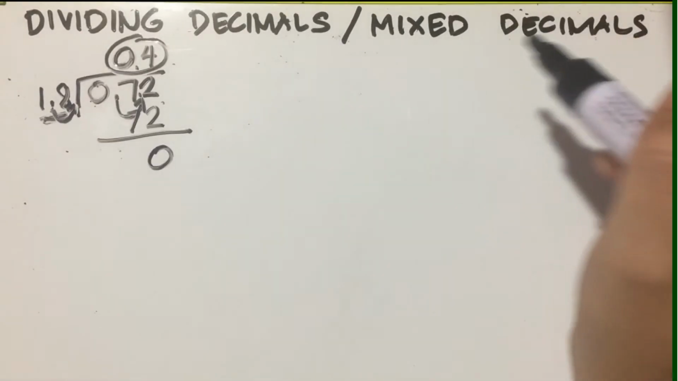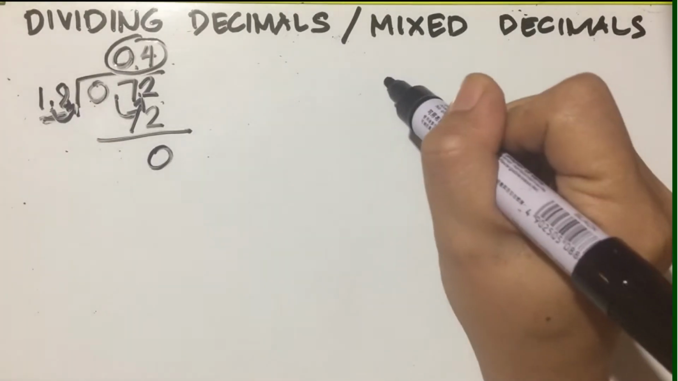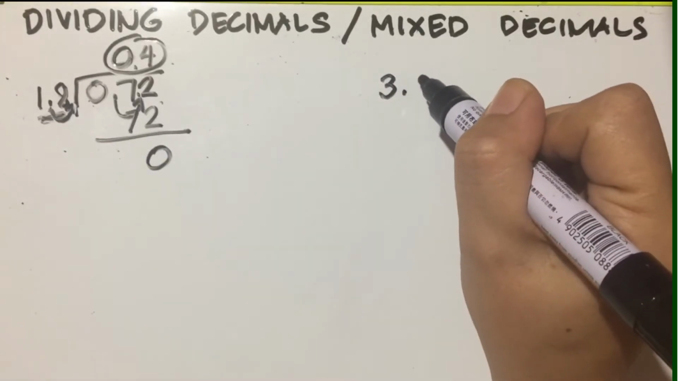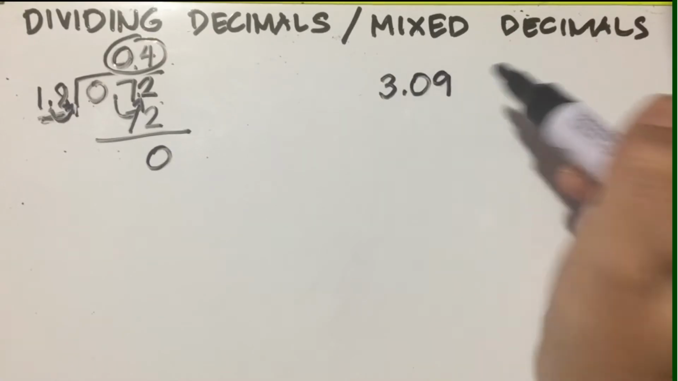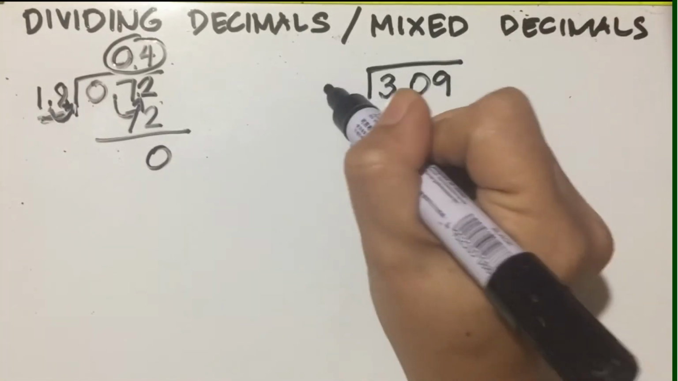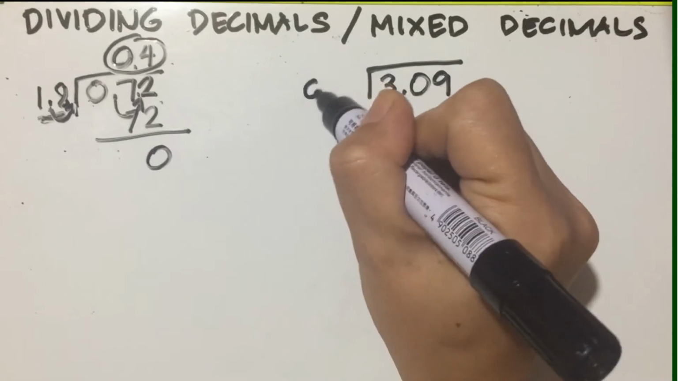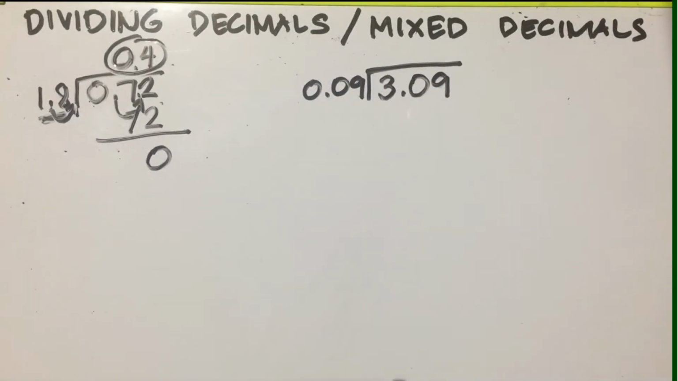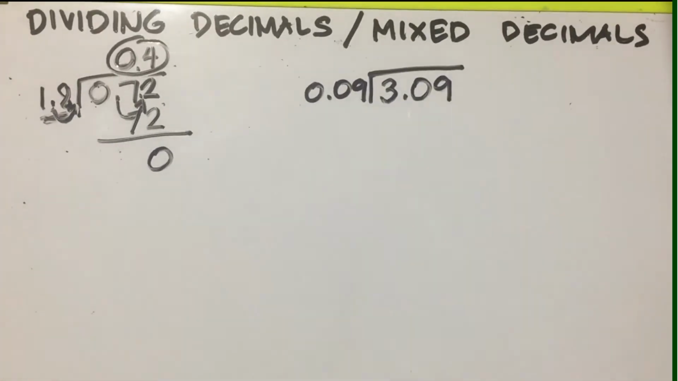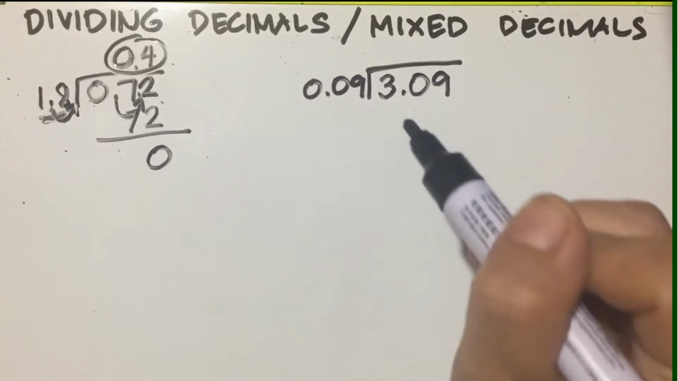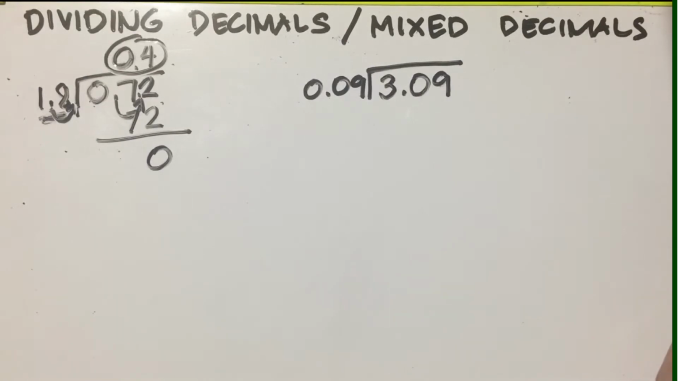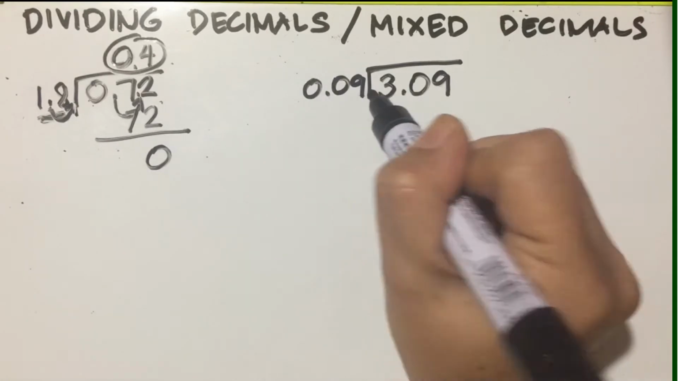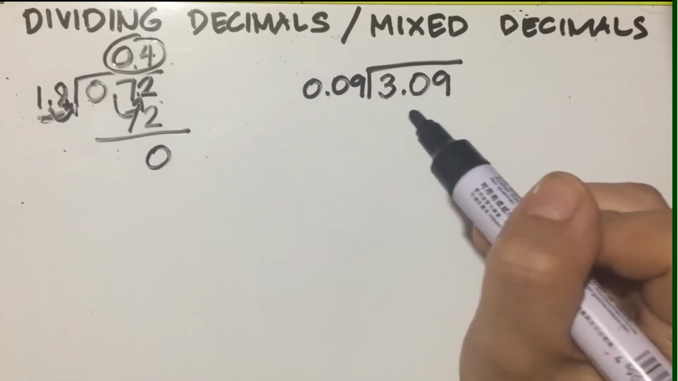Another example. If we have 3 and 9 hundredths divided by 9 hundredths. Okay? Again, what I said a while ago is we should make the divisor a whole number. So let's move this decimal point to the rightmost part of the divisor.